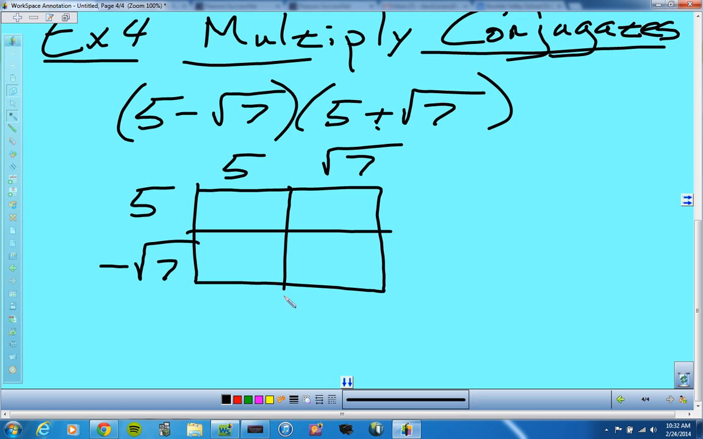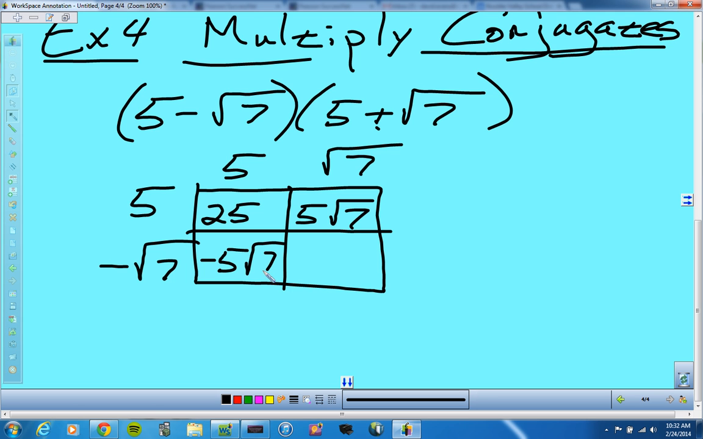Grayson, upper left, upper right, 5 root 7. All right, let's get people set. Matty Gailey, lower left. Negative 5 square root 7. Okay, and how about Brody, lower right.